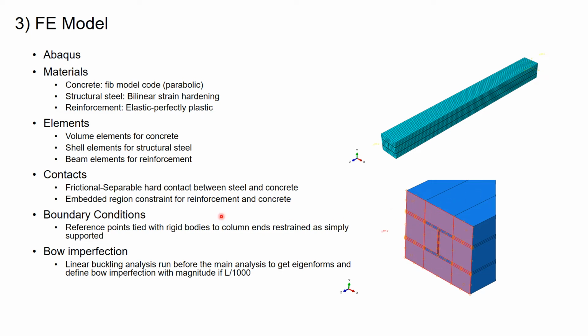The boundary conditions were defined by a reference point tied with rigid bodies to the column ends, restrained as simply supported. So here you see a reference point which is tied to the column end face. And at this point, we define the rotation and displacement restraints. And the bow imperfections were defined through a linear buckling analysis run before the main analysis to get the eigenforms, and define bow imperfection with a magnitude of L over 1000.